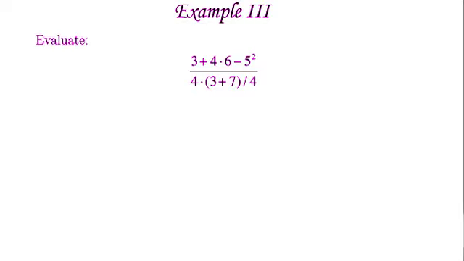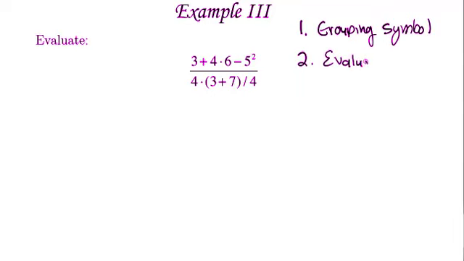In our third example, we have a fraction bar as a grouping symbol. It's separating the numerator from the denominator. Handling my grouping symbol first, the way I'm going to handle this is to evaluate my numerator, then evaluate my denominator, and then I'm going to divide the numerator by the denominator. Using my typical order of operations on the numerator, I don't have any grouping symbols within that numerator, but I do have a power. This becomes 3 plus 4 times 6 minus 25.